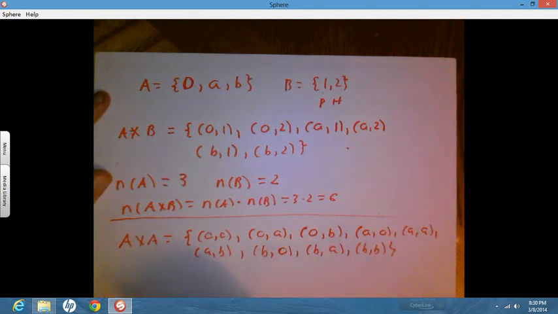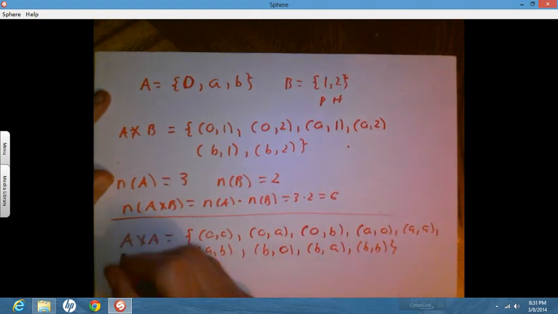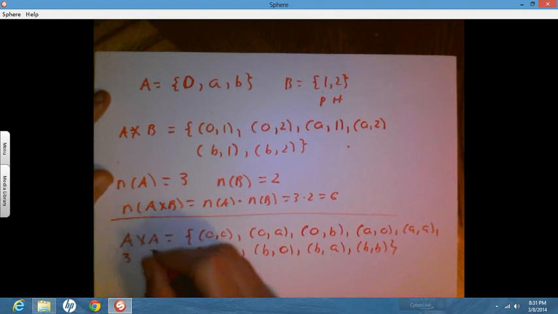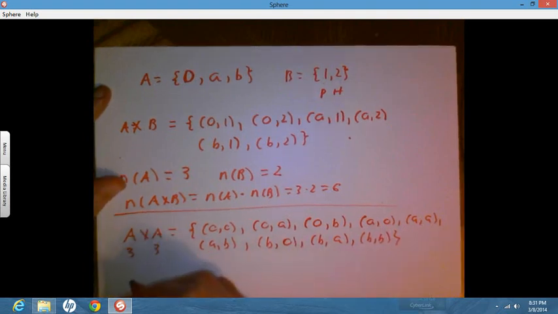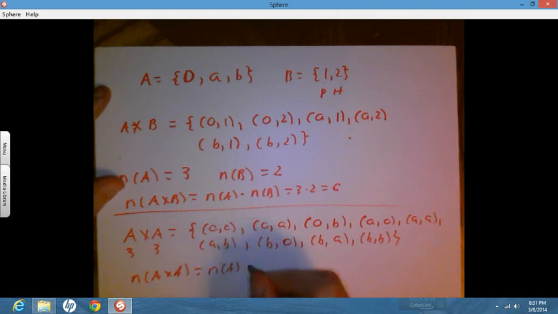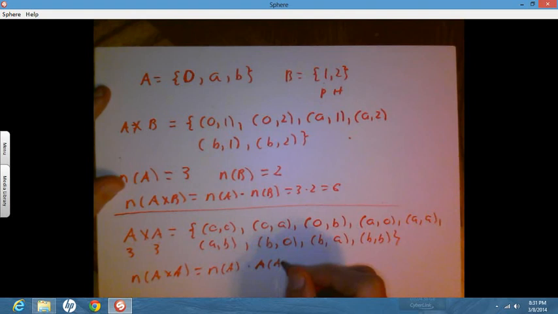So there's three elements in A and three elements in B. I mean, three elements in the second product, three elements in A and three elements in A. So it should give us 9 elements. 1, 2, 3, 4, 5, 6, 7, 8, 9, or 3 times 3. Another way to write that is the cardinality of A cross A is equal to the cardinality of A times the cardinality of A, which is equal to 3 times 3 is equal to 9.